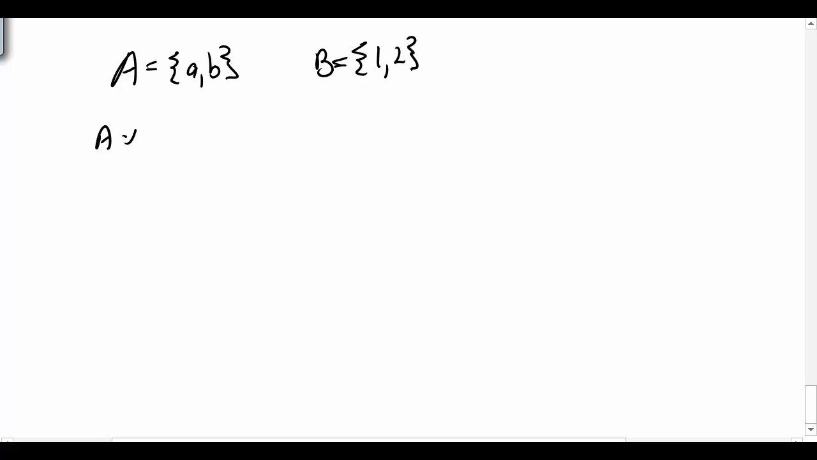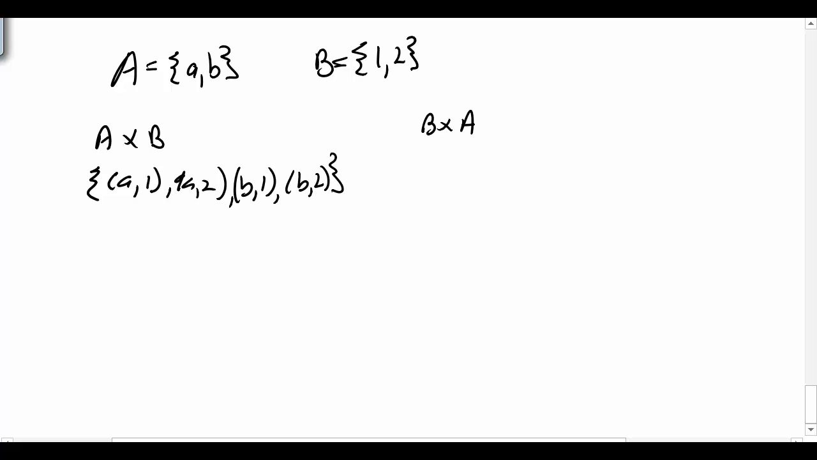Okay, I want to illustrate what that means. Let me define set A to be the letters a and b. And let me define set B to be the numbers 1 and 2. I want to do A cross B, and I want to do B cross A, so we can see the difference between what these are suggesting. A cross B says, let me just make a list of ordered pairs. So I have a partnered with 1 and a partnered with 2. And then I have b partnered with 1 and b partnered with 2.